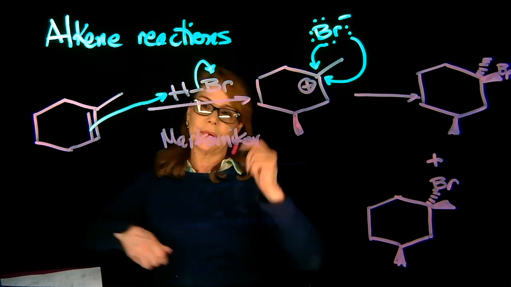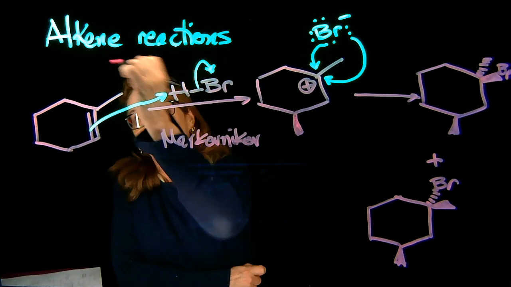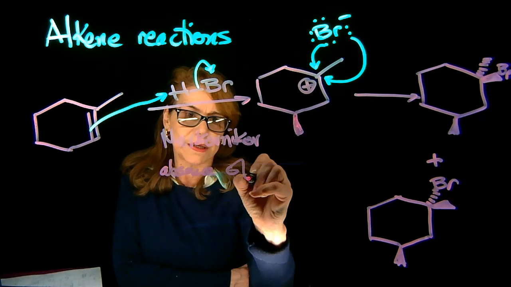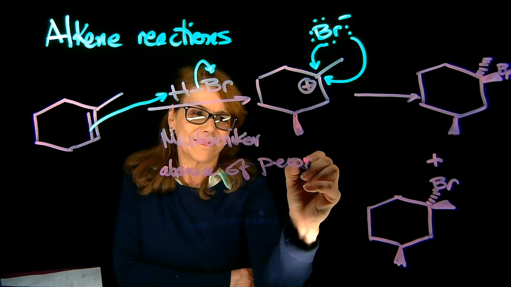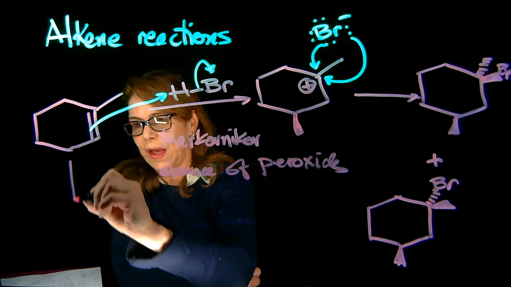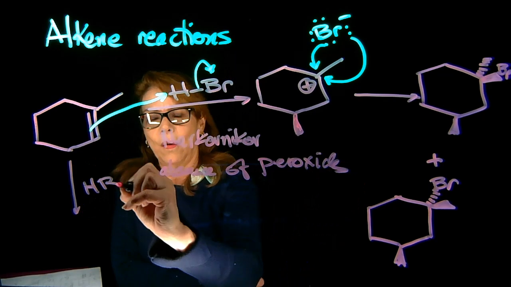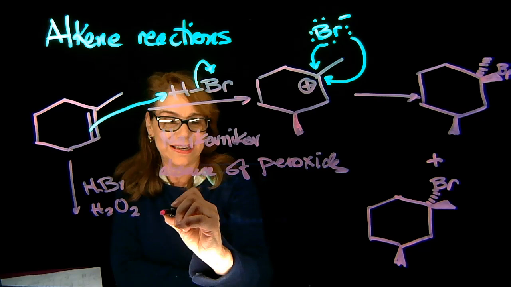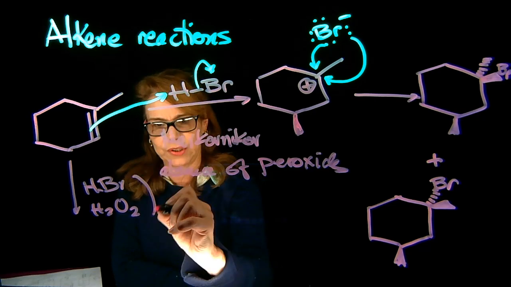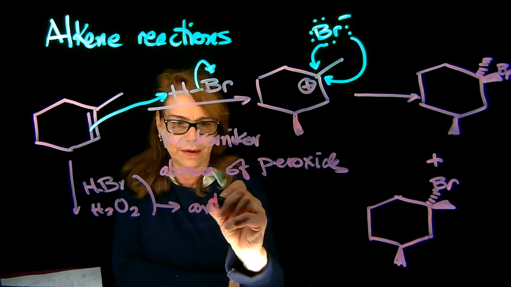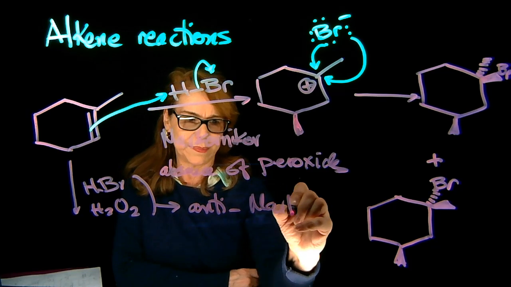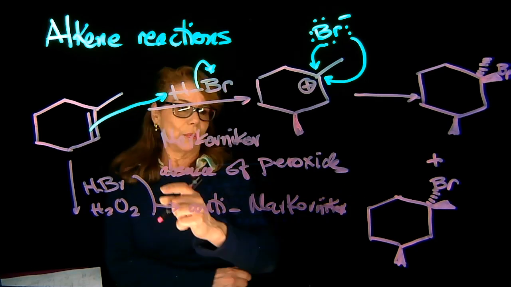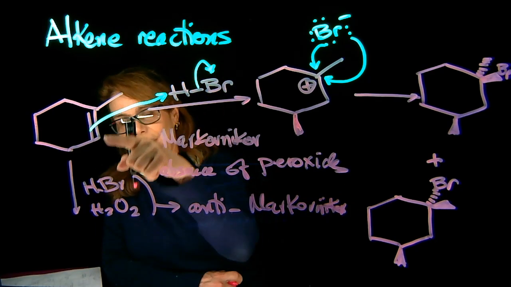Then we need to remember that this is when you do hydrohalogenation in the absence of peroxide. If you do the same thing with peroxides, then the regiochemistry is the opposite. So in this condition, you will get the anti-Markovnikov product. And that will be, you will add the H here and the bromine here.